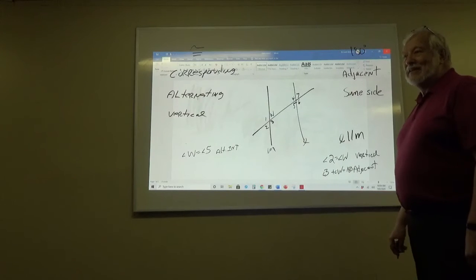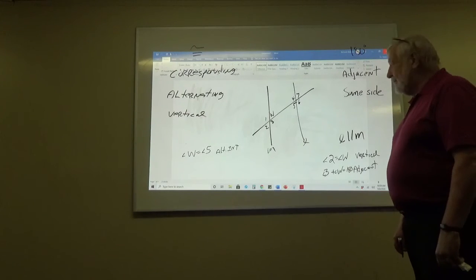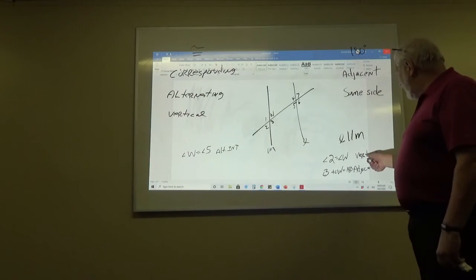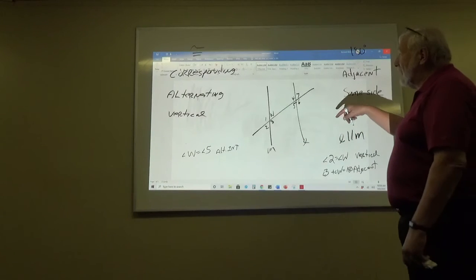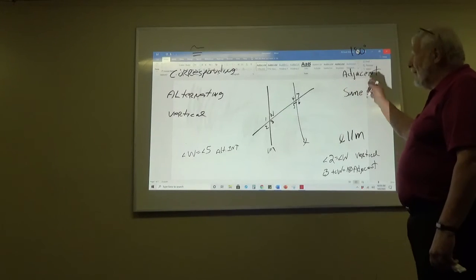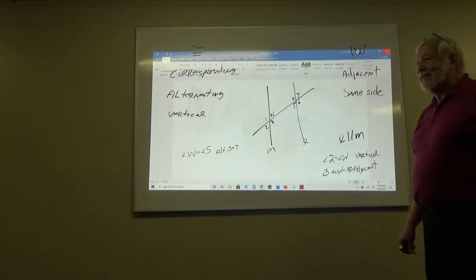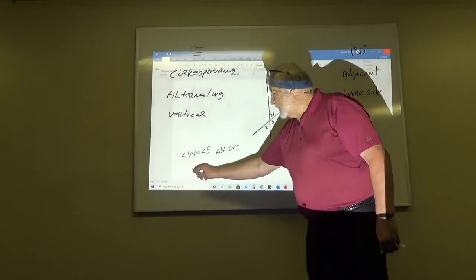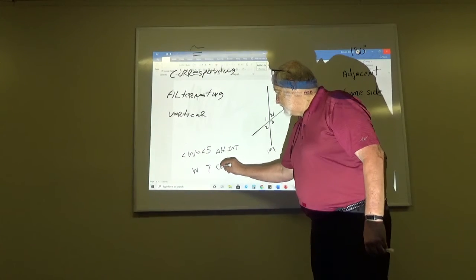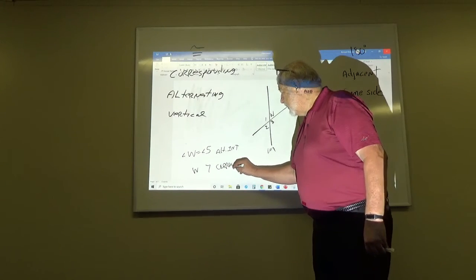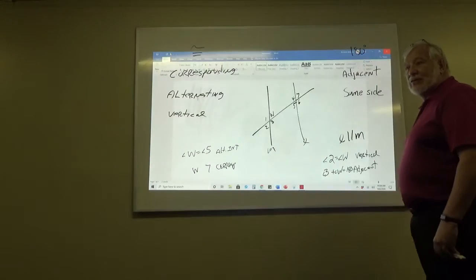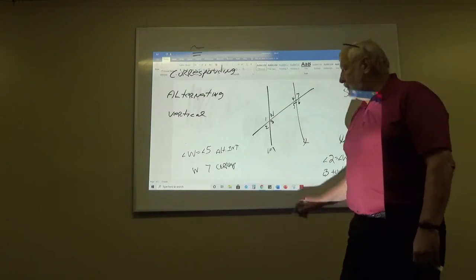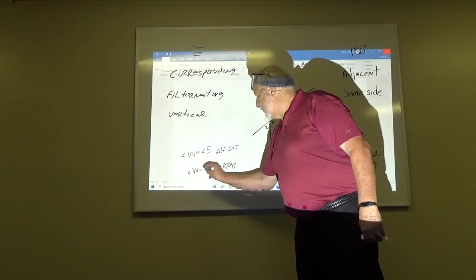We've got corresponding, the hardest one. We've got vertical, adjacent, and alternating interior. So we've got corresponding and same side left. So W and 7 would be corresponding. Corresponding, what do you know about it? It's an equation. It would be angle W equals angle 7. Angle W equals angle 7.